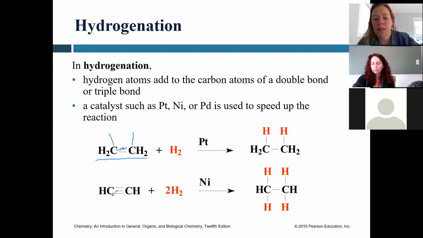If you have a triple bond, you can open up 2 of the bonds, so this bond, and you'll have 2 limbs on each side to shove hydrogens on. It looks something like this.